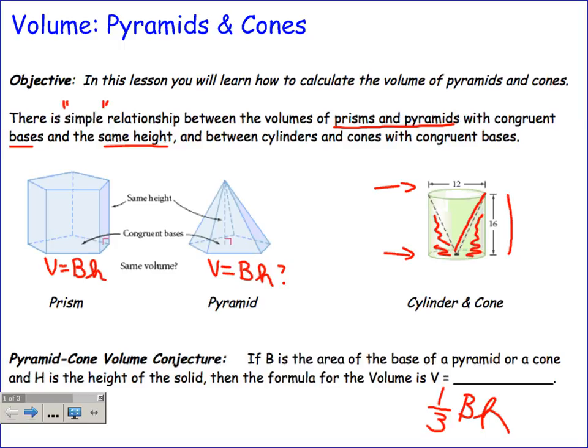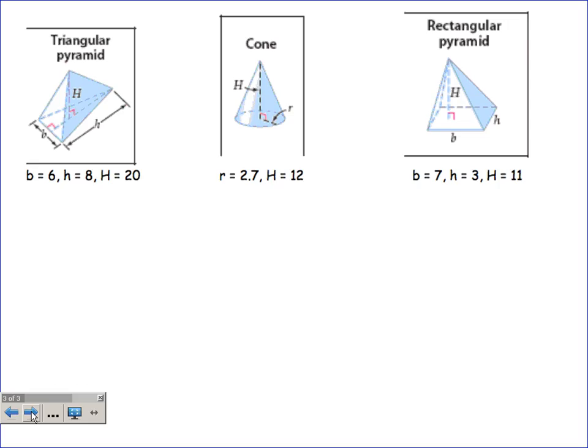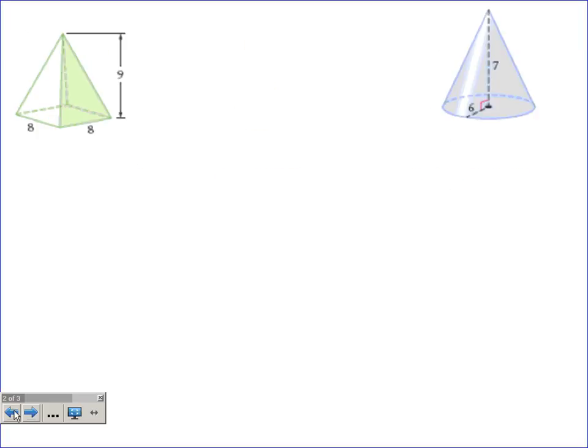1/3 BH. So it is exactly 1/3 of it. Okay. So here's what we're going to do. We're going to figure out the volume equals 1/3 the area of the base times the height.